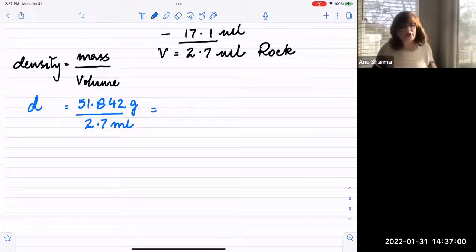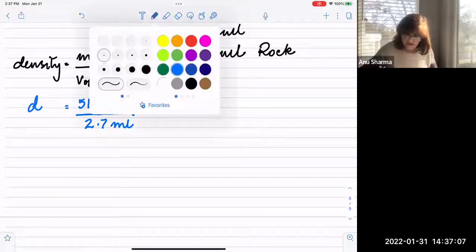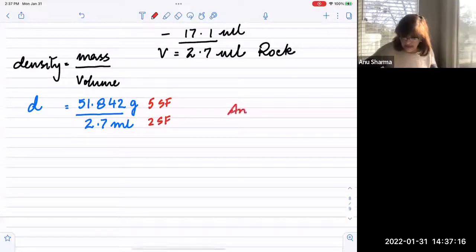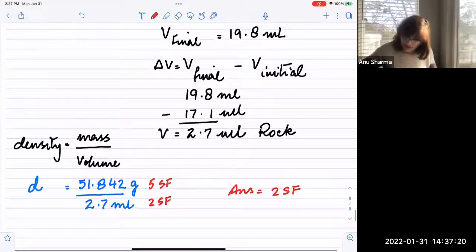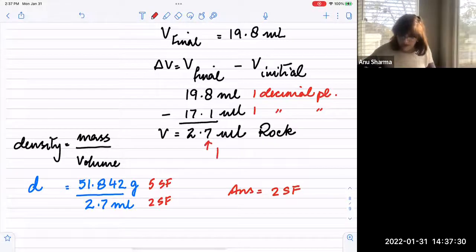So here you are dividing. In the division, we look at the lowest number of significant figures. This one has 1, 2, 3, 4, 5 significant figures. The lower one has only 2 significant figures. So the answer should have 2 significant figures. Here we had 1 decimal place, and the other one also has 1 decimal place, so the final answer also has 1 decimal place.